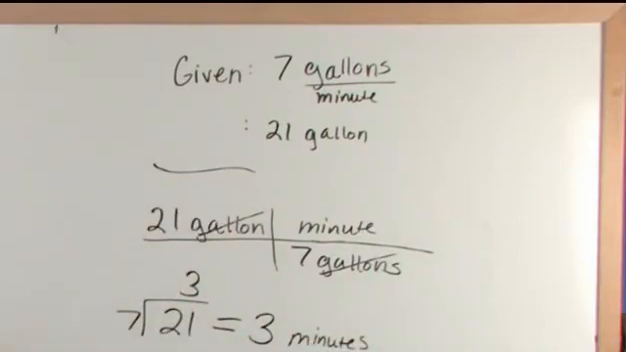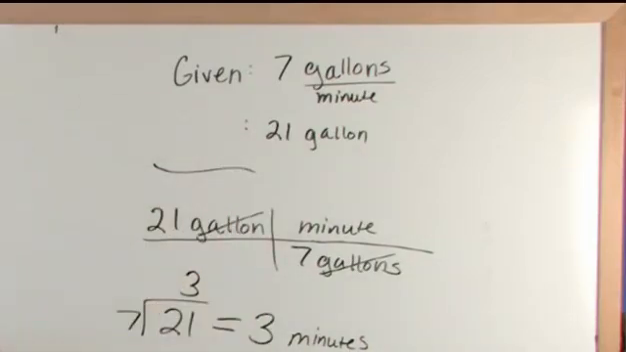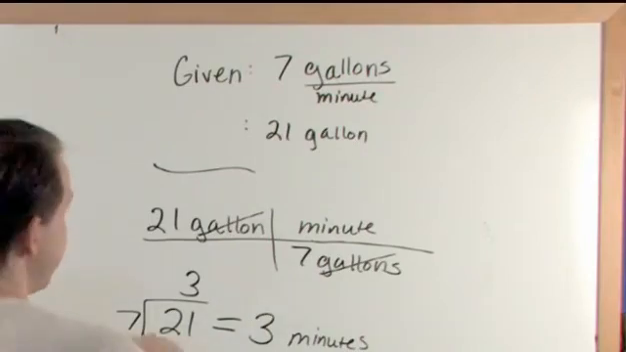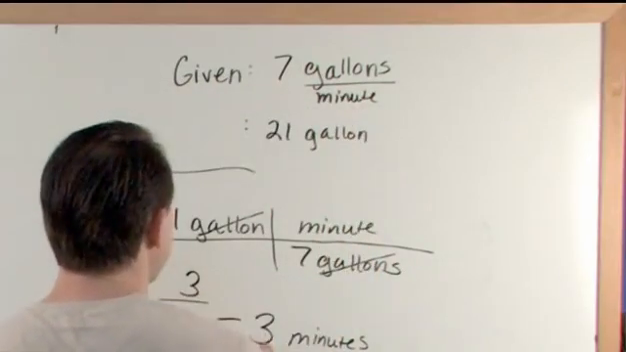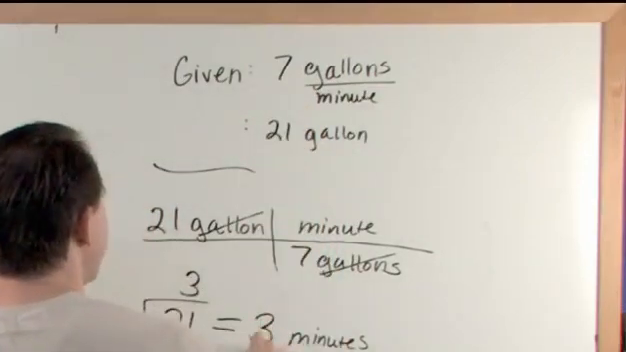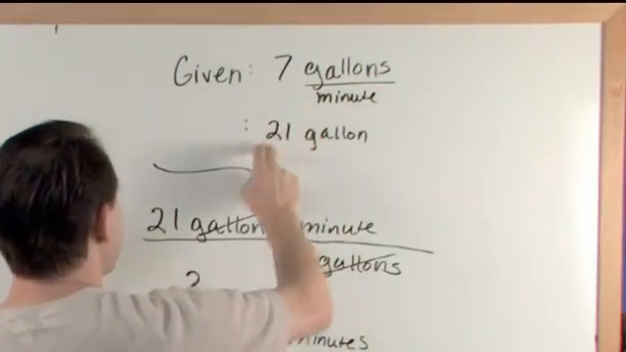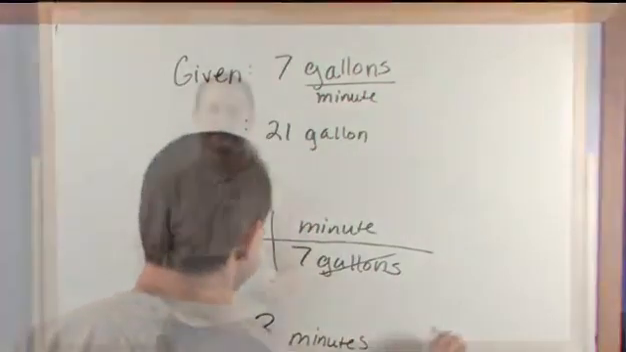Okay, so we started with 7 gallons per minute and a 21 gallon pool, or drum, and we divide the two to find out that it takes us 3 minutes to do that. That kind of makes sense when you think about it, because if I'm filling it up at a rate of 7 gallons for every single minute, and it takes 3 minutes, if I multiply 7 times 3, 3 minutes at 7 gallons a minute, that's 21 gallons that I put into that drum.